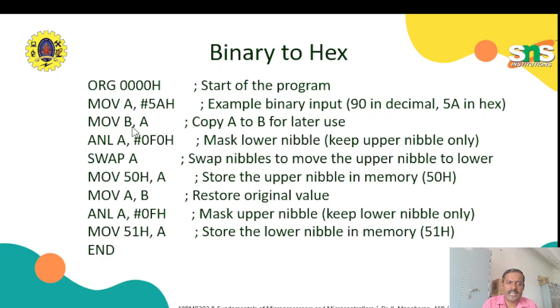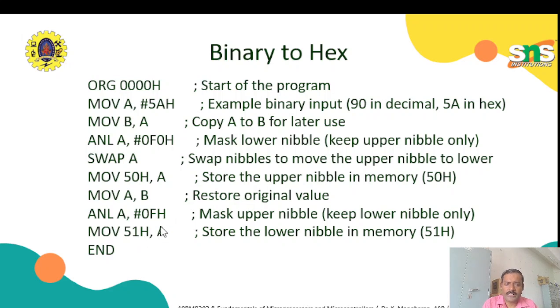After that, I am loading the actual value 5A: MOV A, B. B already has a copy of 5A, no? So that will be moved to A. I am taking that input a second time. Now I am performing AND with A, #0FH. Instead of masking the lower nibble, I am going to mask the higher nibble. 0F means 0000 followed by 1111, so the higher nibble will be masked and the lower nibble will be passed. Here 5A will be ANDed with 0F. What happens? The 5 is masked and the A is passed as output. So 0A is the final output, and that will be stored with MOV 51H, A.